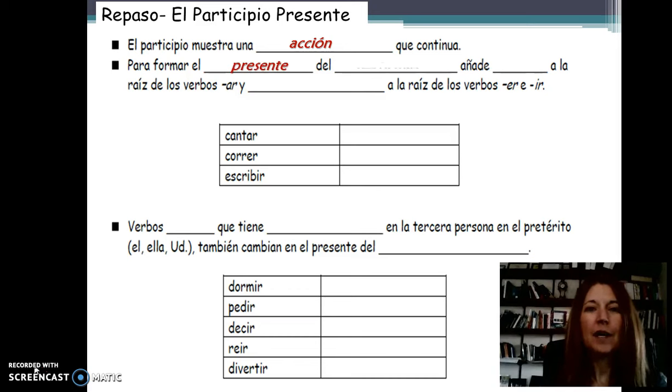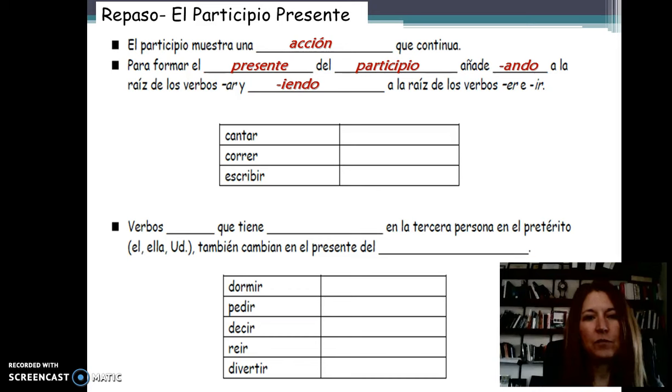Para formar el presente del participio, añade, which means add, ando a la raíz de los verbos ar y yendo a la raíz de los verbos er e ir. So essentially, we have only two endings that we really have to worry about.